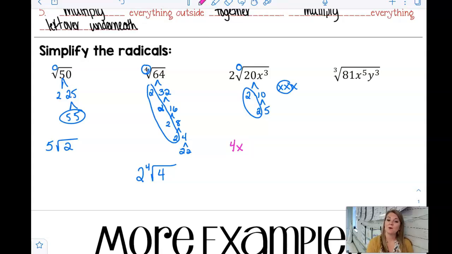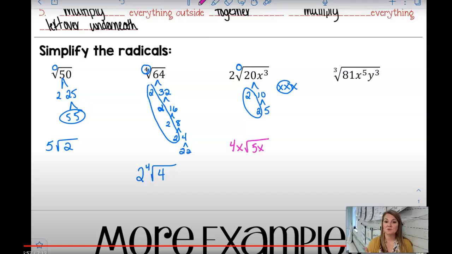And then I have the square root of my leftovers. I have a leftover 5 and I have a leftover x. And so that's what goes underneath. A way I had a student remember this a while ago is that your leftovers go back in the fridge. So leftovers go back underneath. May help you, may not.